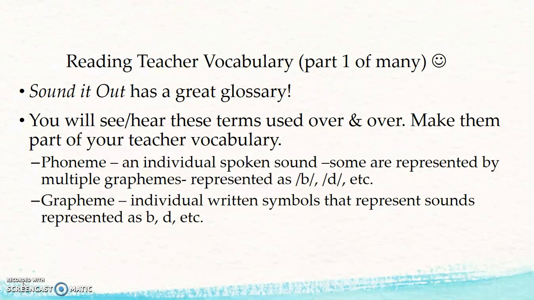So, for example, the letter B represents the sound B. So you can see that it is just represented simply as the letter itself, the letter B. If I were to take that letter B and put it in between the slashes, then I would be referring to the phoneme or the sound. So the phoneme is the sound that you hear. The grapheme is the visual representation of that sound.